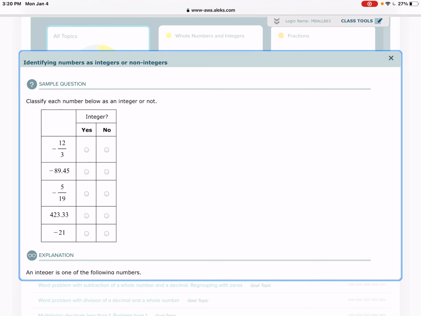What are integers? So integers are numbers that are not fractions or decimals when you get them simplified. They can be negative or they can be positive. So let's look at some examples.